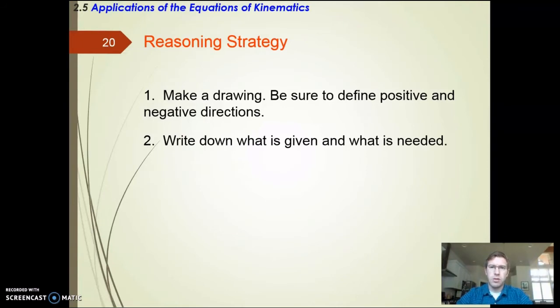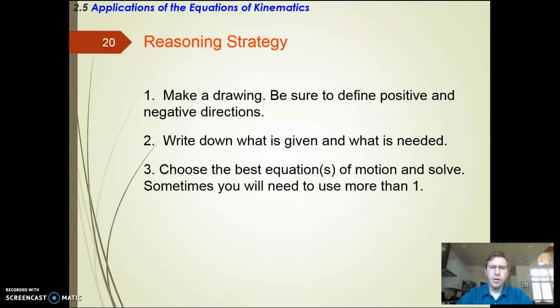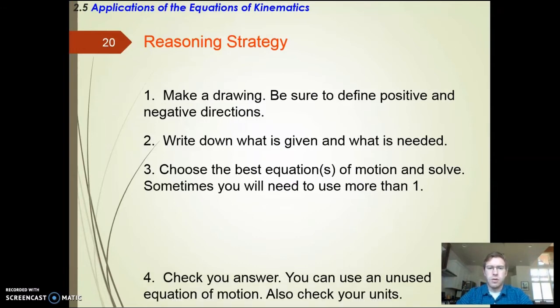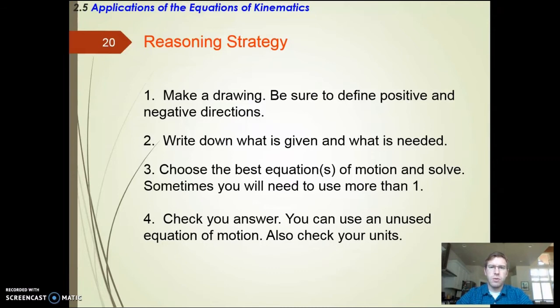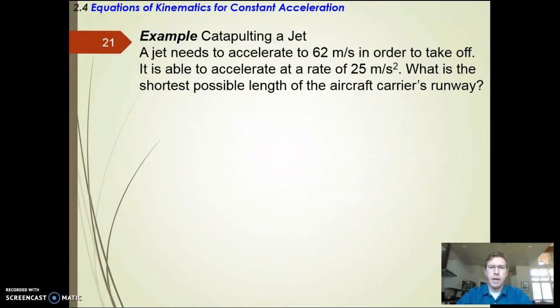Second thing, once you have a picture, write down what you're given and what you're looking for. Third, you choose which equation of motion or equations you want to use. Sometimes you're going to have to use a system of multiple equations and solve them together, but try to choose any equation of motion that will help you isolate the variables you're looking for. And once you solve those equations, you will then go back and double check your answers to make sure you haven't made any mistakes. So let's go ahead and give this a try.